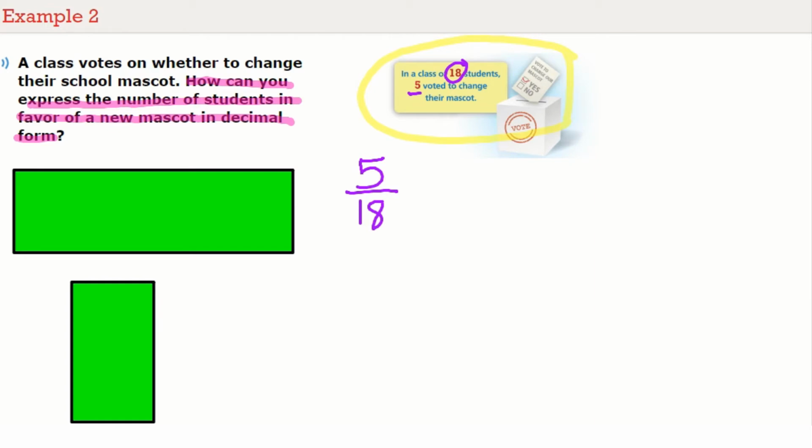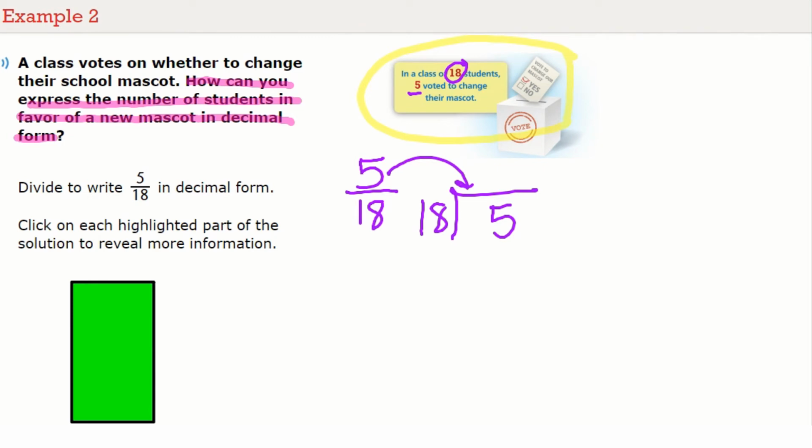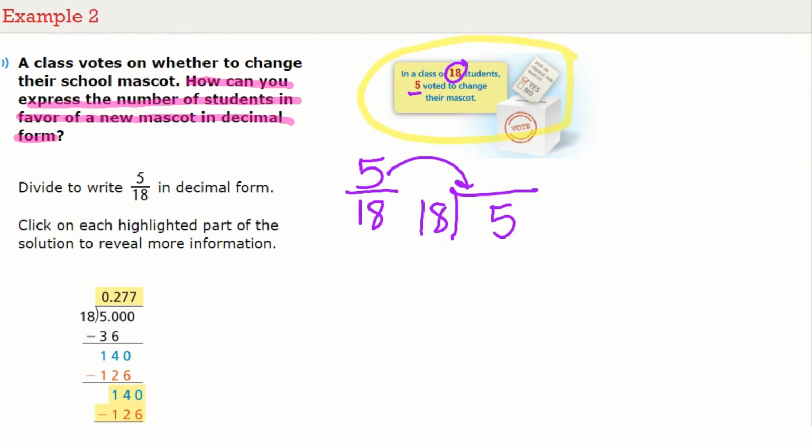That's our part. Now remember, when we go from fraction to decimal, we have to do standard long division. Drop the top number in. So it'll be 5 divided by 18. Alright, so now we need to figure out how many times 18 goes into 5. Now 18 goes into 5 0 times, so I add a 0 and then a decimal point. Now I need to add a 0 to 5 to make it 50.